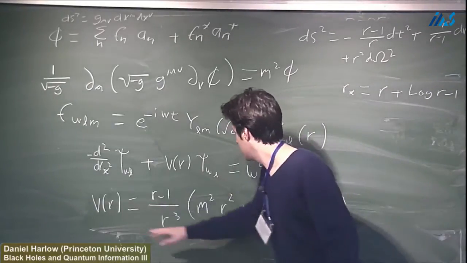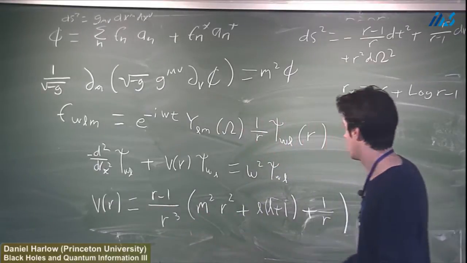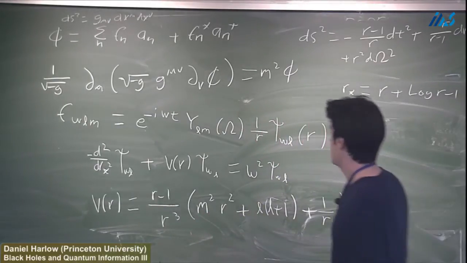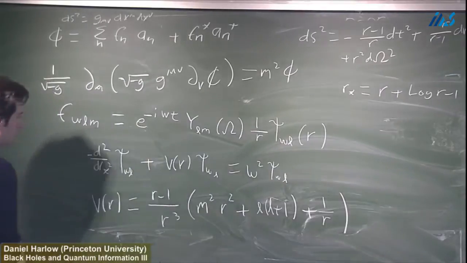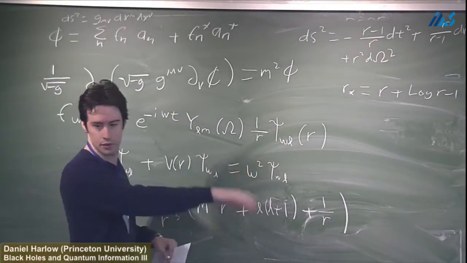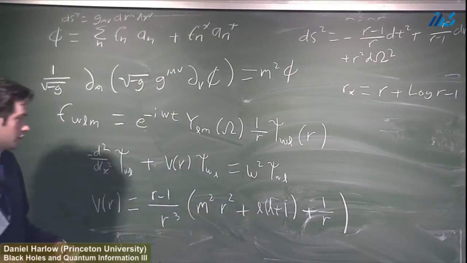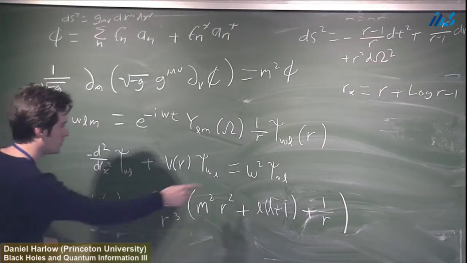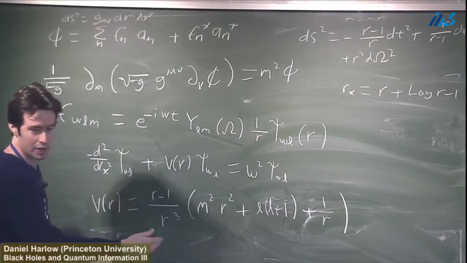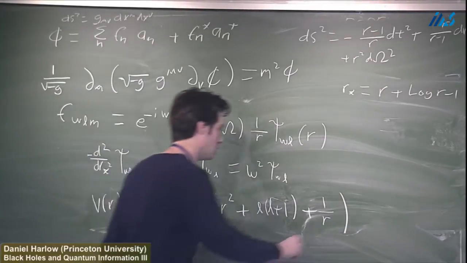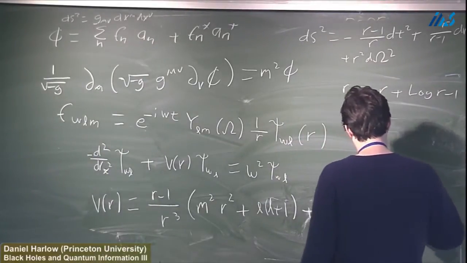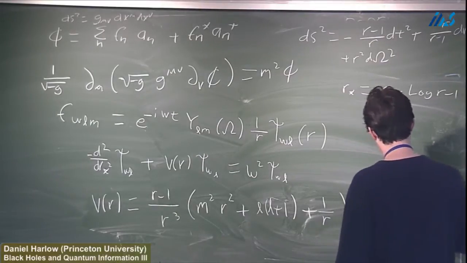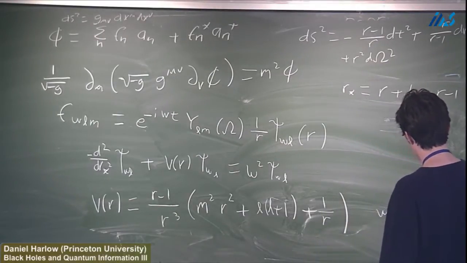So this potential approaches a constant at large r, which means that there won't be propagating solutions, solutions which oscillate out at infinity, unless omega is greater than or equal to m. Okay, so that gives you propagation.